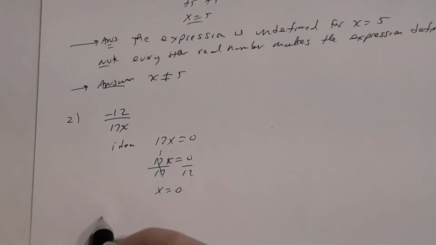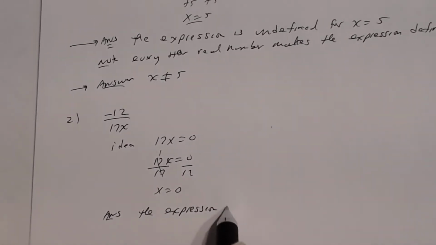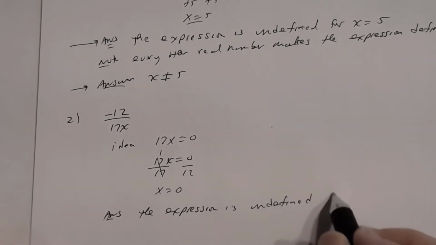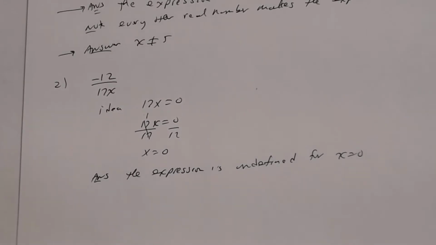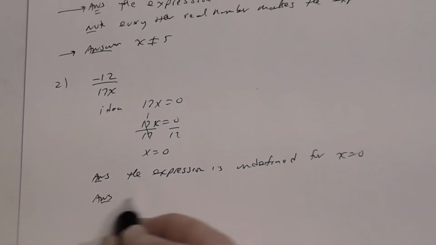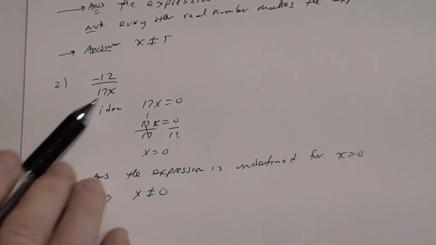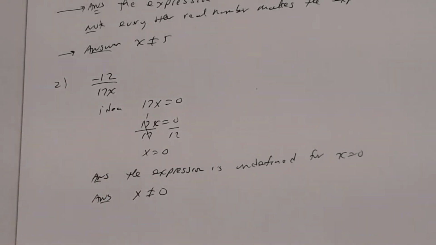Okay? So here's how you write the answer. You could say the expression is undefined for x equals 0. So that's one way to write the answer. The other way you can write the answer is this: you just say x cannot equal 0. Okay? All right, so for that expression right here, I can use any real number for x except 0. That's what I found. All right, so that's number 2.